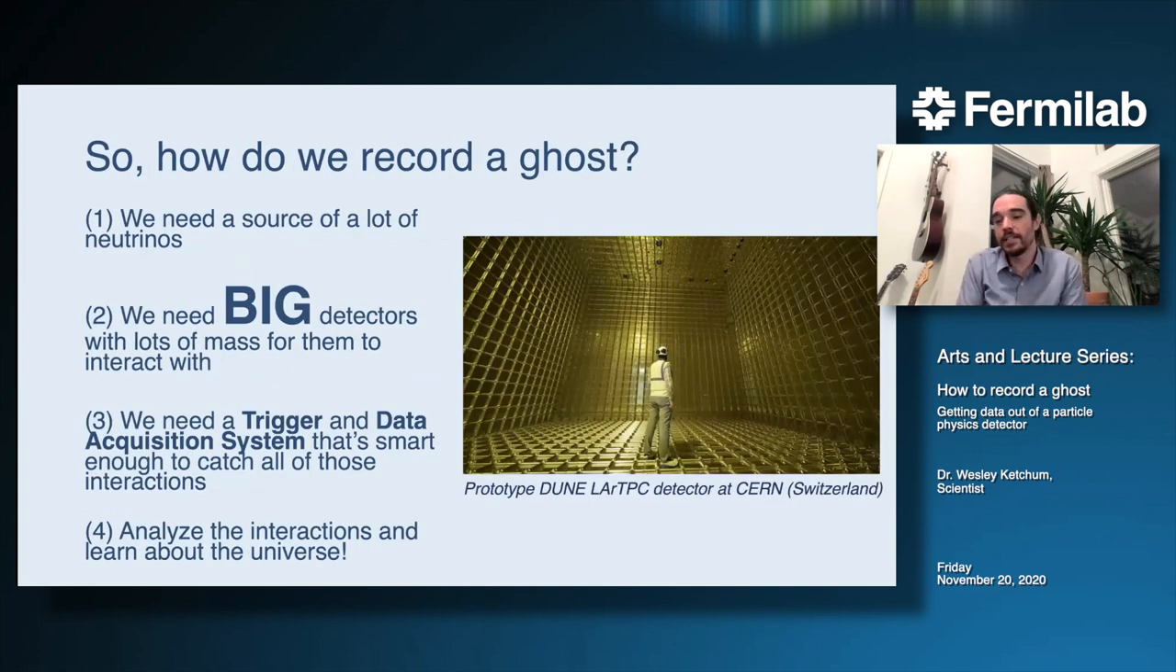So to summarize, how do we record a ghost? We need a source with a lot of neutrinos. We need big detectors with a lot of mass for them to interact in. And we need a trigger and data acquisition system that's smart enough to catch all of those interactions. And then we get to analyze those interactions and learn about the universe around us.